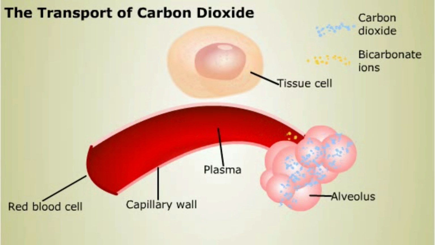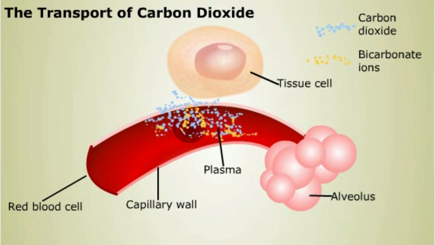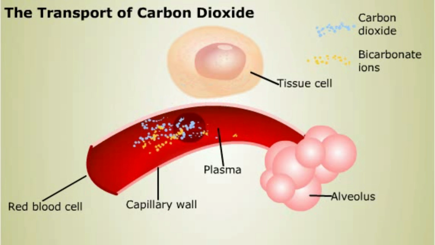Some carbon dioxide is also transported directly by hemoglobin, but most carbon dioxide is transported as bicarbonate ions, formed by the dissociation of carbonic acid that occurs in red blood cells. When the blood returns to the lungs, carbon dioxide diffuses out of the blood and across the alveolar walls into the lungs, where it is expelled during exhalation.